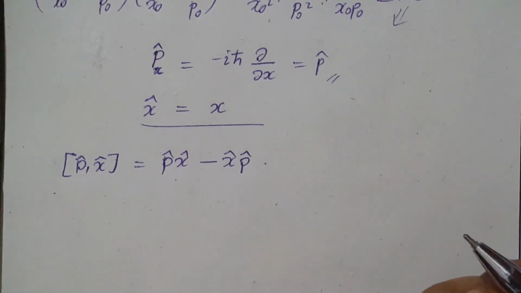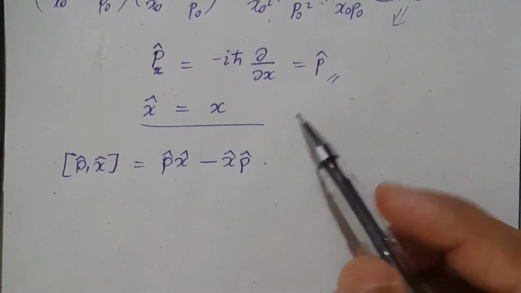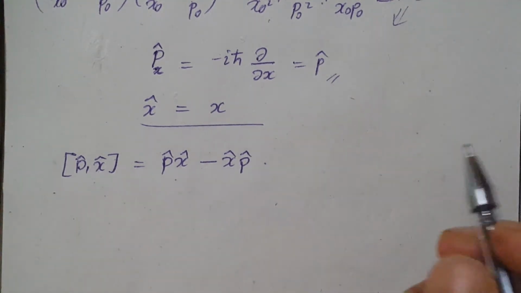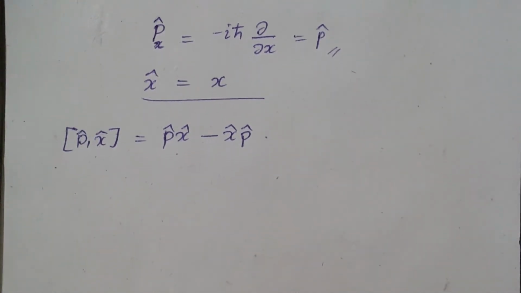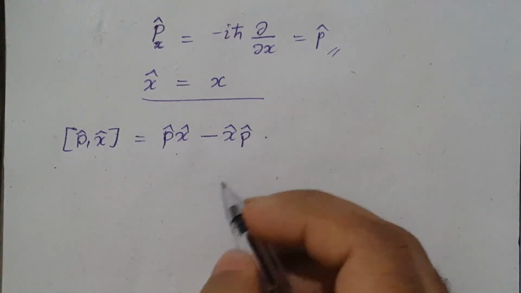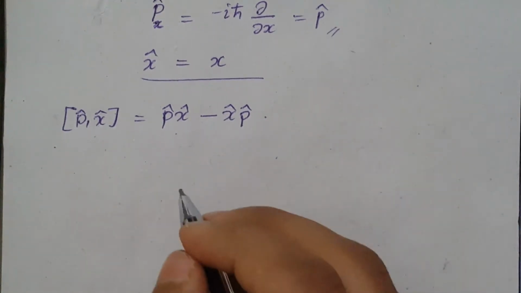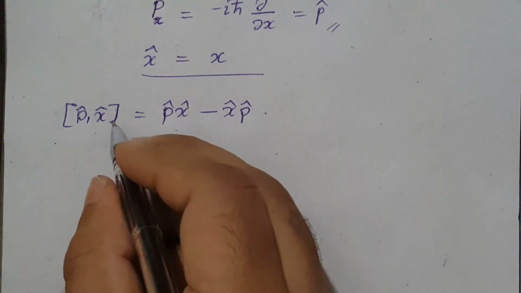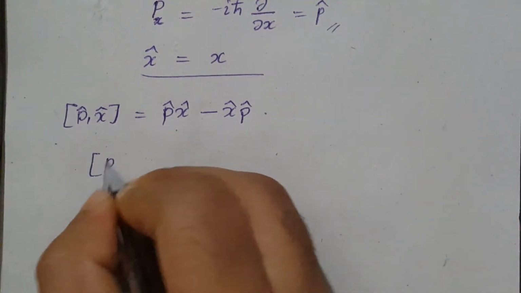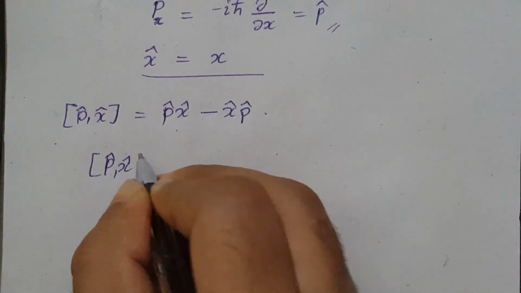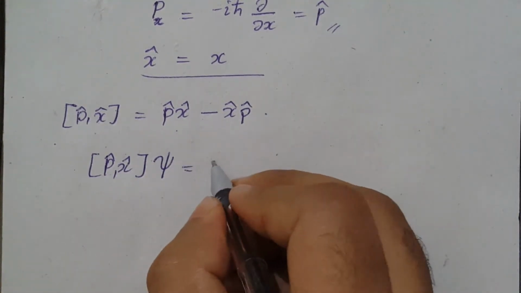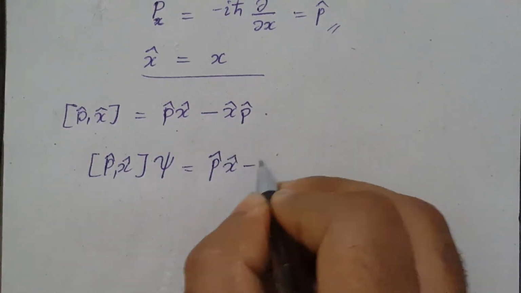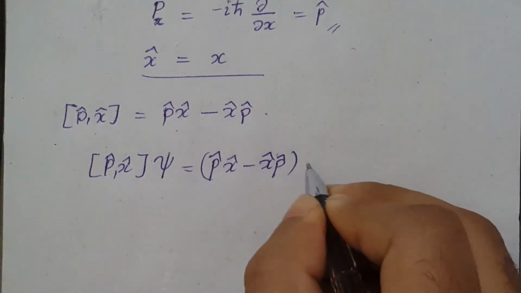Now the question is, how can we find this value for this commutator? The way for doing it is that we will take some wave function, apply the operators, and try to reduce it to a short form. Let me take a function here, say psi. So if p cap x cap is acting on a wave function psi, we will open the bracket, so it will be p cap x cap minus x cap p cap acting on psi.